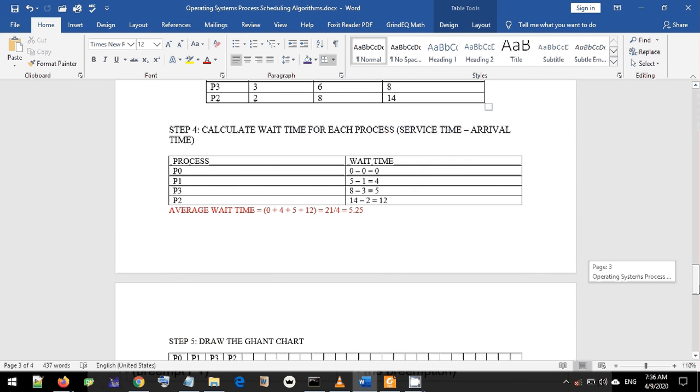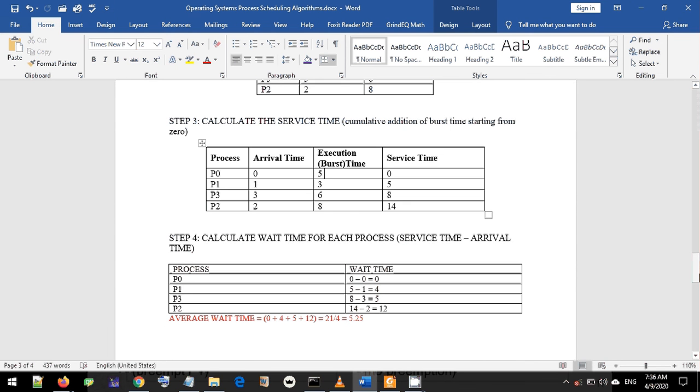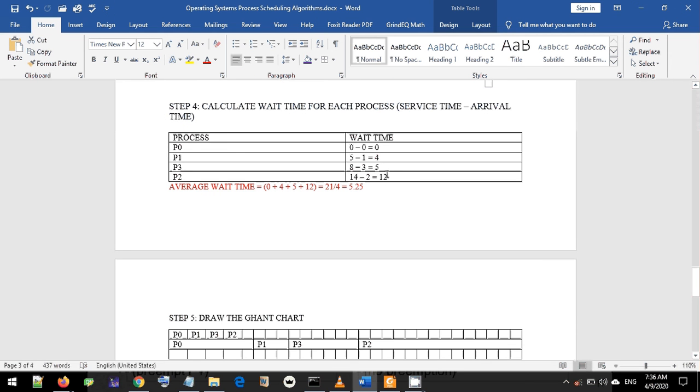Now to calculate the wait time: the service time minus the arrival time. So the service time here is 0, and arrival time is 0 for the first process, and that's what we do. 0 minus 0; 5 minus 1, 4; 8 minus 3 for process 3, we have 5; 14 minus 2 for process 2, we have 12. Then for the average wait time, we add each of the wait times for the processes and divide by the total number of processes, which is 4, to give us 5.25.